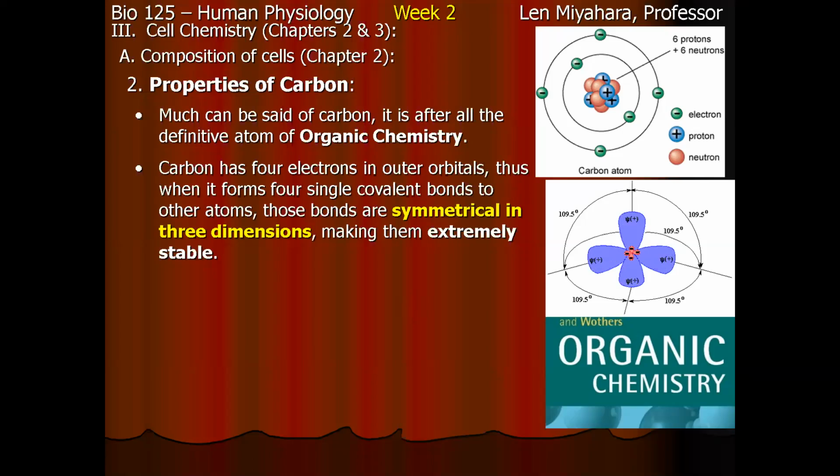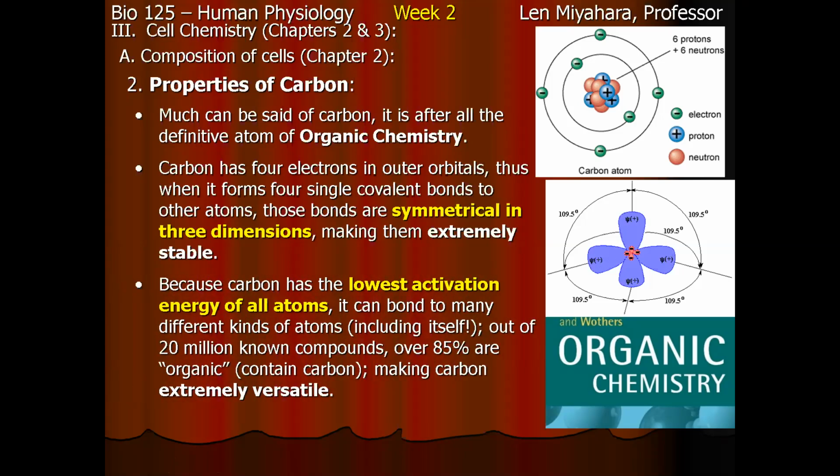Carbon forms covalent bonds. That's electron sharing. It's going to form 4 of them all the time because the outer shell has 4 and it wants to get to 8. And those bonds are going to be symmetrical, which means these covalent bonds are extremely stable. It also has the lowest activation energy of all atoms. That probably doesn't make much sense to you. Just know that it bonds to anything, including itself. And it does so easily.